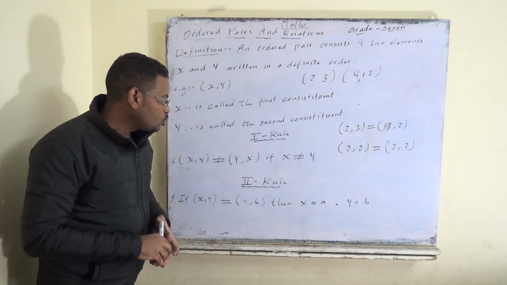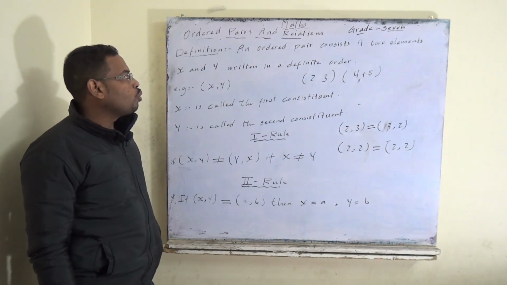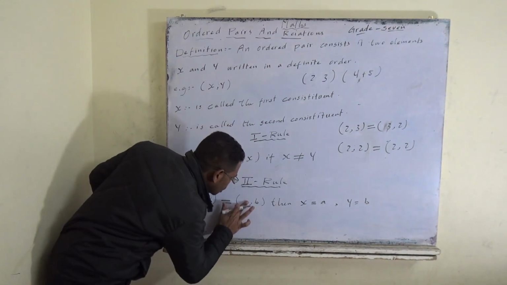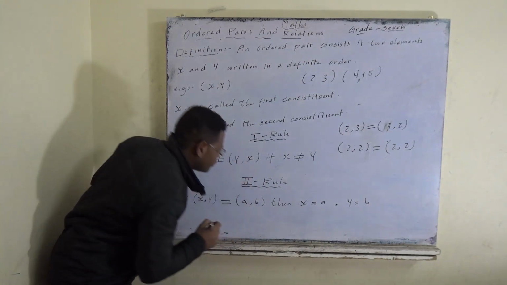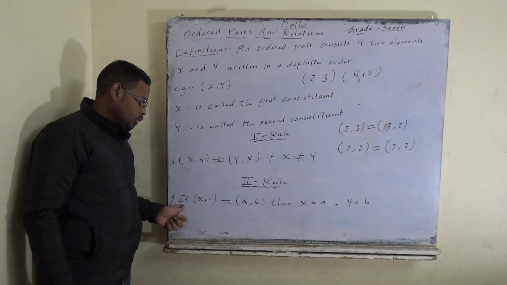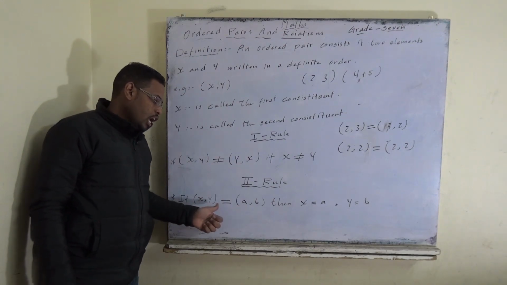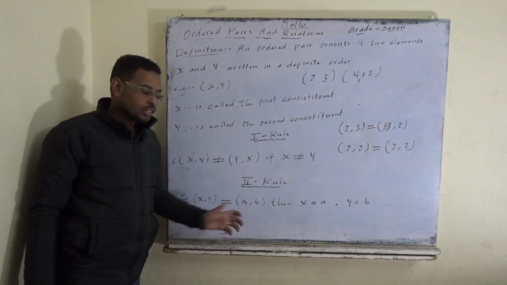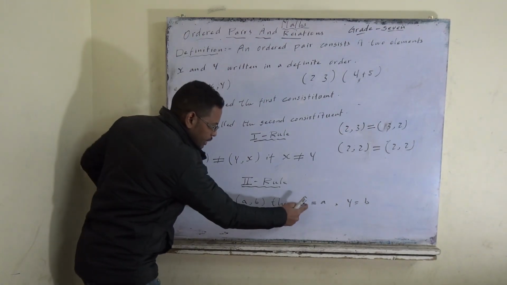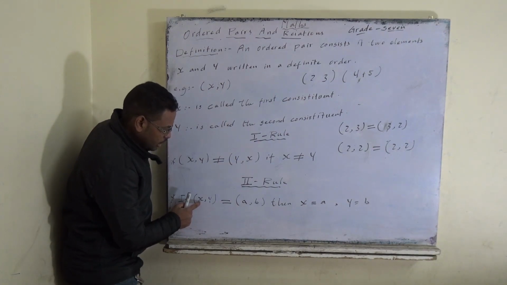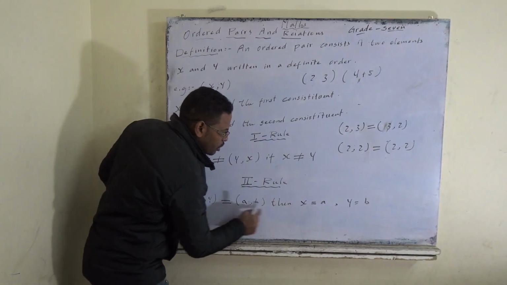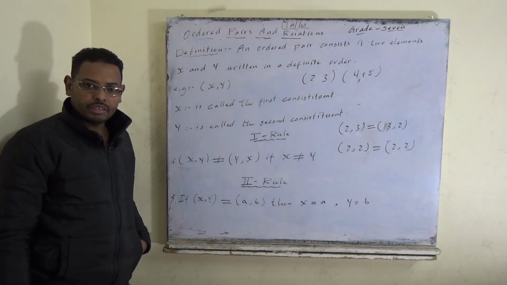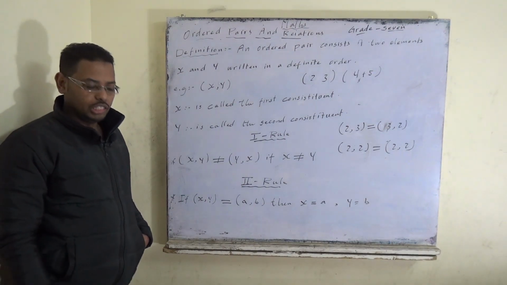Now let's move to our second rule of the ordered pair. The second rule says that if the ordered pair (x, y) is equal to the ordered pair (a, b), then x is equal to a and y is equal to b. Then what does this mean?